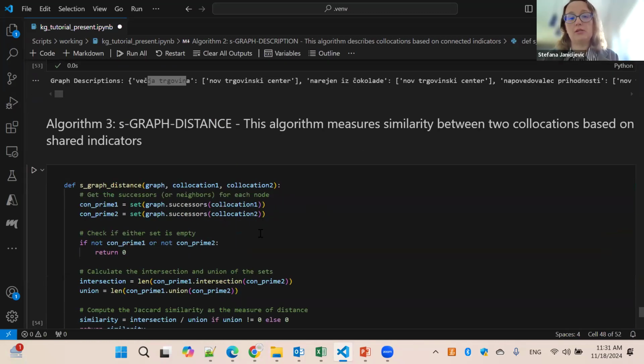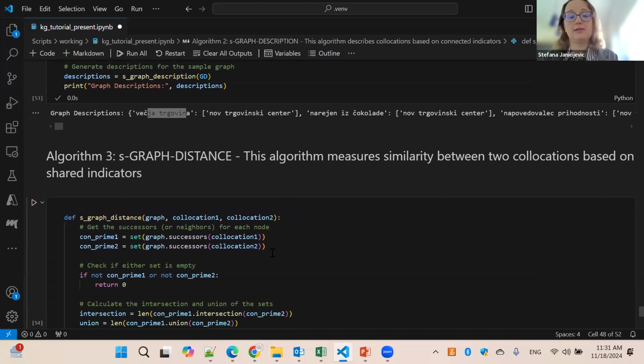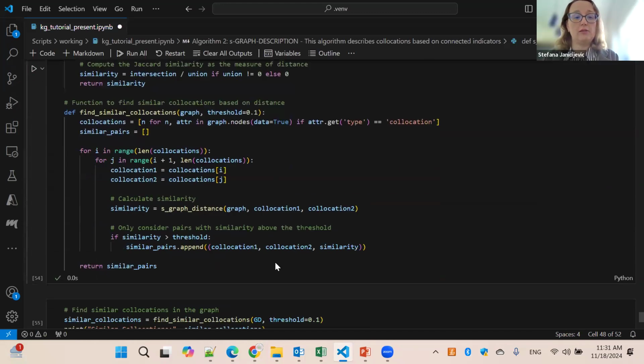Algorithm 3 is graph distance. So I want to measure similarity between two collocations based on shared indicators or shared senses. So you can also find the code here.